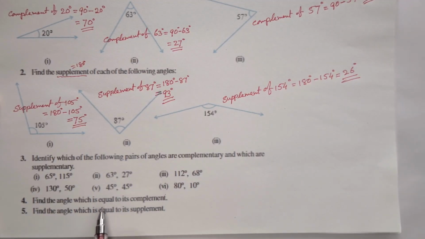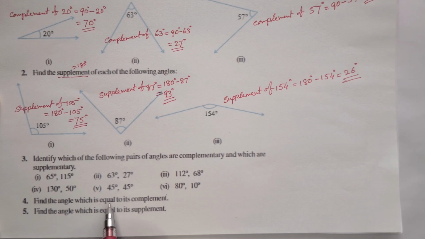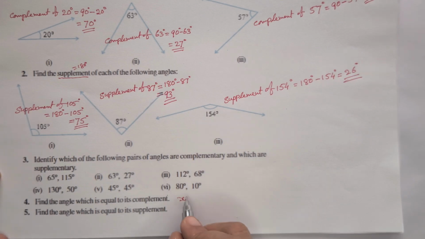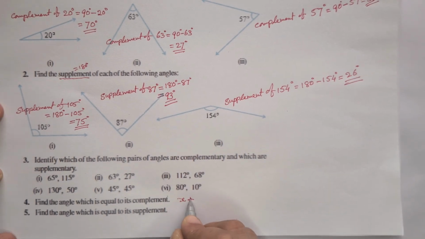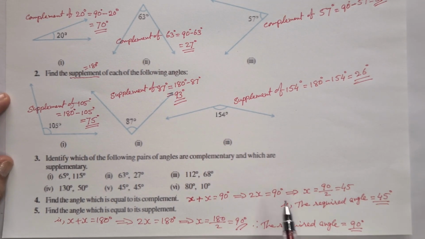Question number 4. Find the angle which is equal to its complement. Complement means the sum of two angles is 90 degrees. Here it's given equal. So let both the angles be x. Then x plus x is equal to 90, which implies 2x is equal to 90. From that, x is equal to 90 by 2, which is equal to 45 degrees.